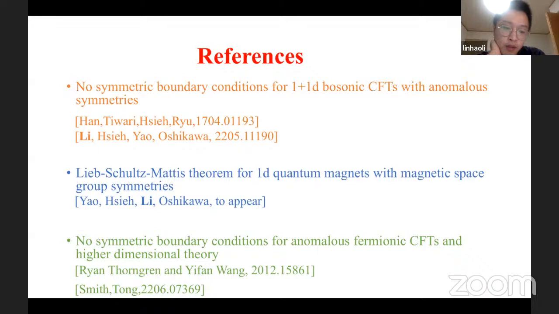Moreover, there are another two related papers. One is by Ryan and Yifan. They mainly discuss the same relation between symmetric boundary condition and the anomaly-free condition for higher dimensional theories. And the other paper is by Smith and Professor David Tong. They discuss the anomalies for fermionic CFTs and found there is no symmetric boundary condition. If you are interested in this topic, I encourage you to look at all of them.